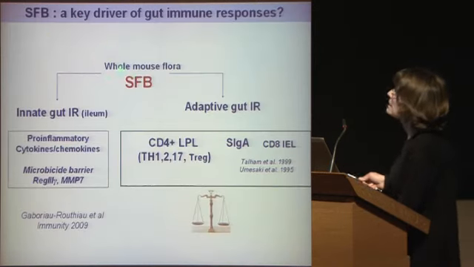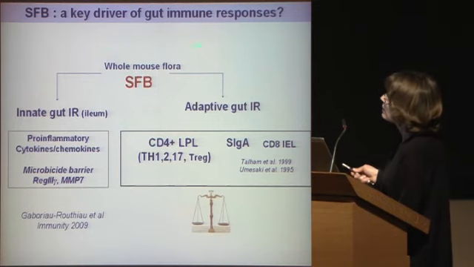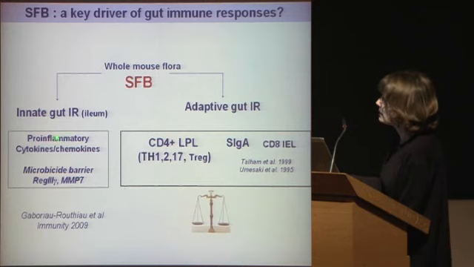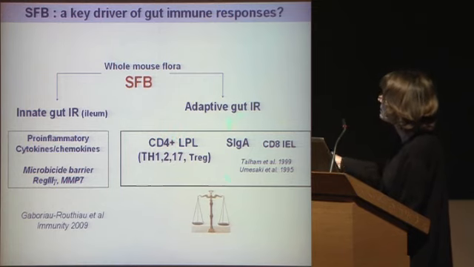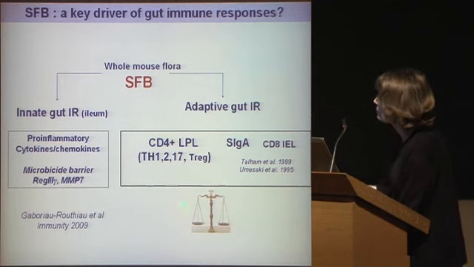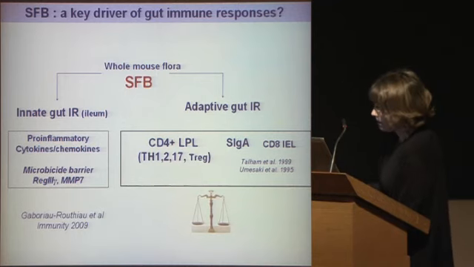So it seems that SFB can be considered as the key driver of the gut immune response, being able to recapitulate the innate gut immune response. I've not shown the results, but it strongly induces, and we've already heard about that, the microbicidal barrier. It's especially a strong inducer of RegIII gamma and MMP7. It also induces secretory IgA and CD8 and CD4 responses.